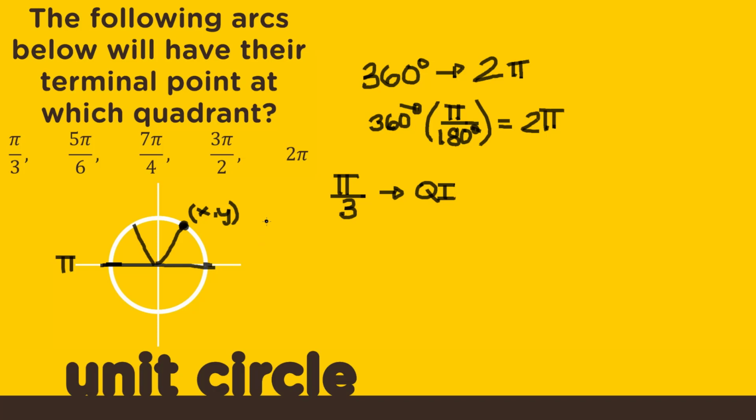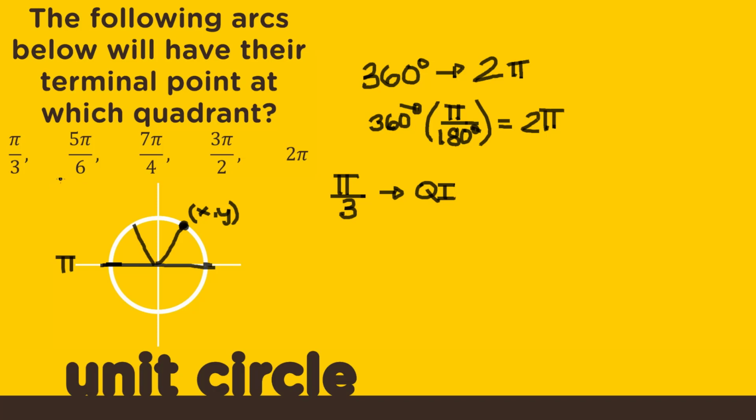So if ever you're looking for a multiple of pi over 3, you first locate the quadrant so that you would know what would be the sign of your x or y. That's for pi over 3. Okay, so let's move to pi over 6.